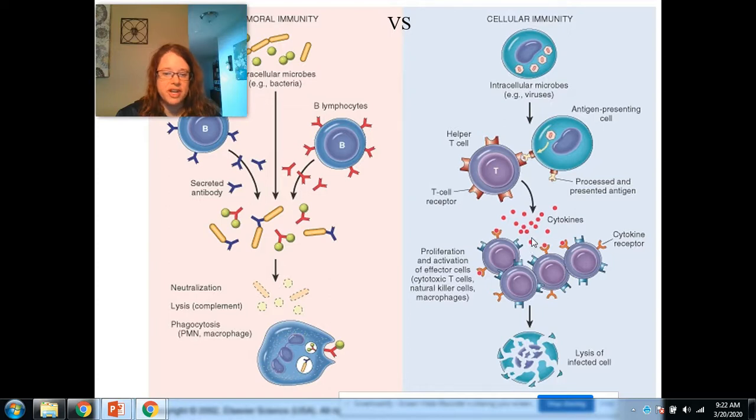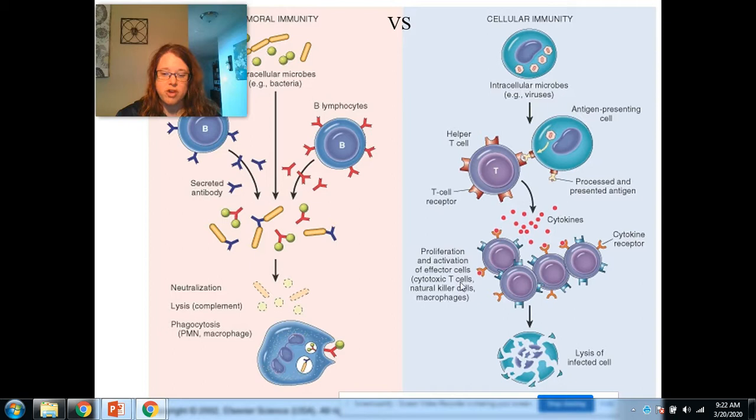they're like the warning to other cells. So they go to other cells, other T cells, macrophages, natural killer cells, whatever it may be, to solicit the appropriate response. And the appropriate response is dependent on what is released.